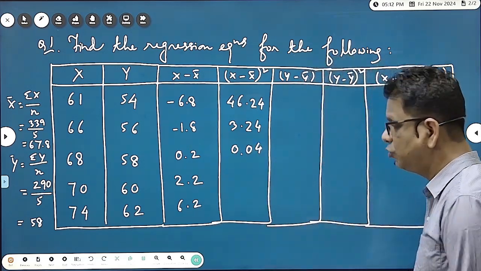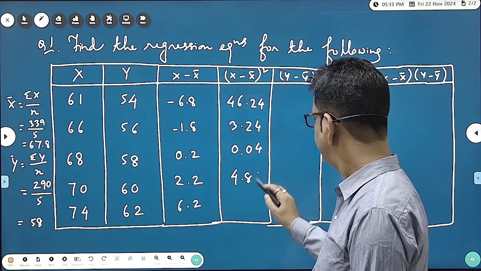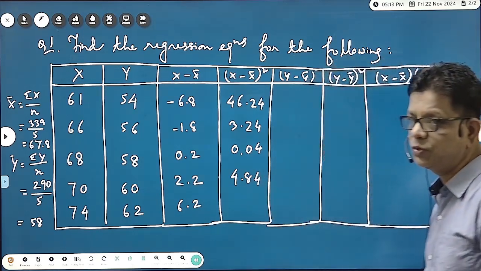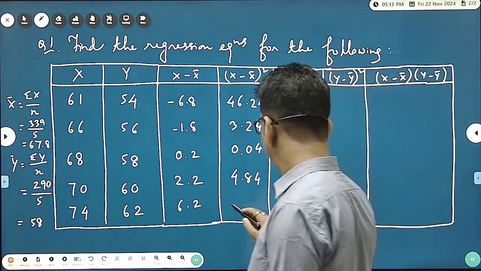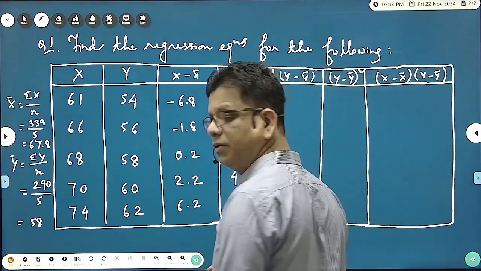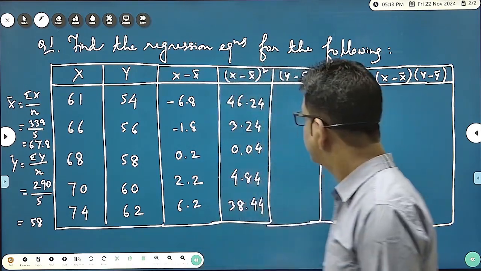What is that? 22.2 is 4.84. And 6.2, 38.44. So this is x minus x bar whole square.